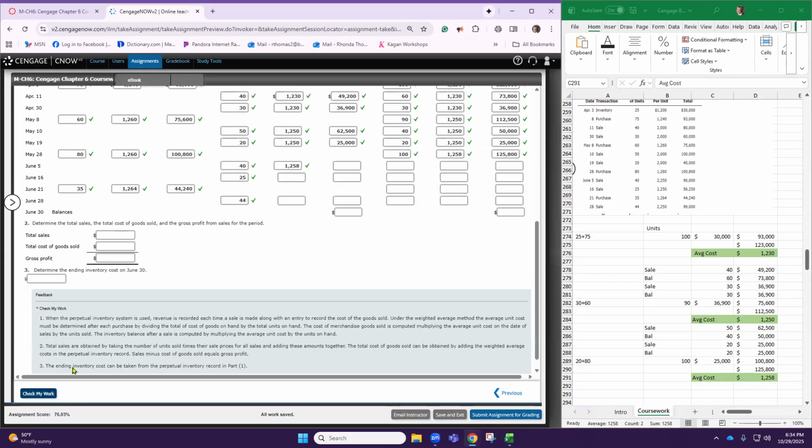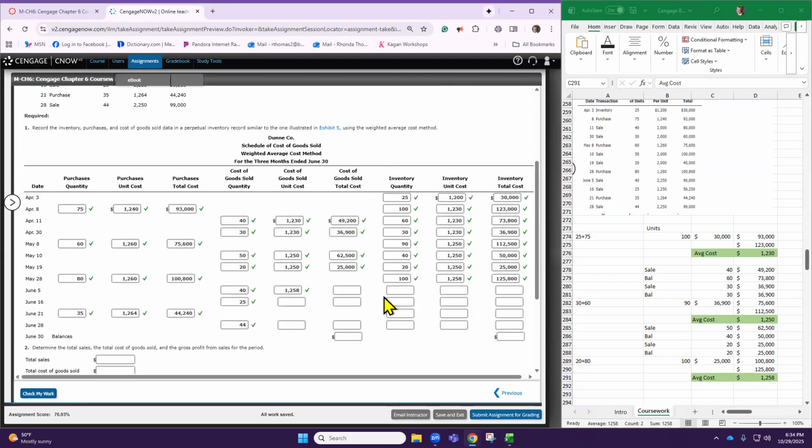Okay, let's check our work before we go any further. We're going to make a sale now of 40 items. So here's a sale of 40 items. That equals 40 items times 1258, so that's 50,320. If you have 100, you sell 40, you have 60 remaining.